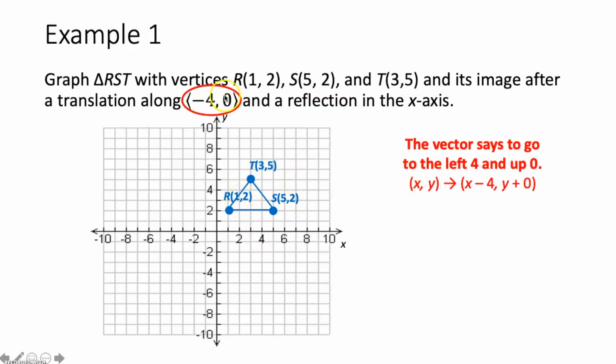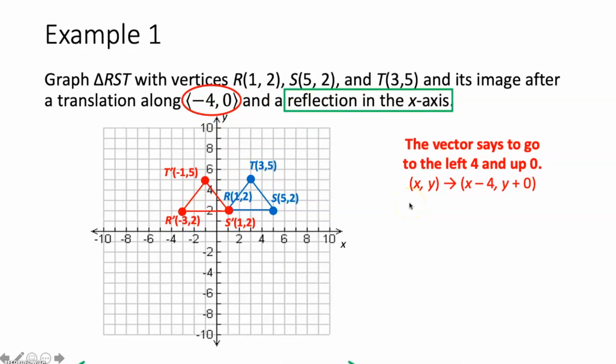So let's go ahead and move each point to the left 4 units. We're going to take R and move it to the left 4 units and put R prime. We're going to take point S and move it to the left 4 units and we put S prime. We then take T, move it to the left 4 units and we put T prime. This is triangle R prime, S prime, T prime, the image of triangle RST after it's been translated along this given vector. Now, we're going to put the image of triangle RST after it's been reflected in the x-axis.